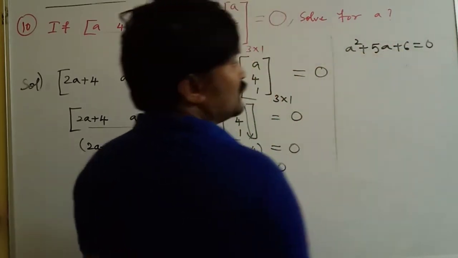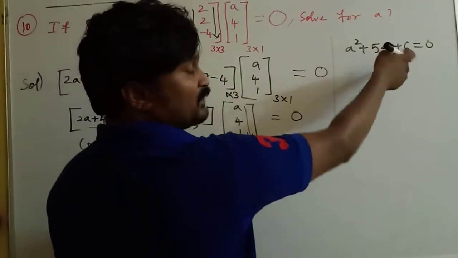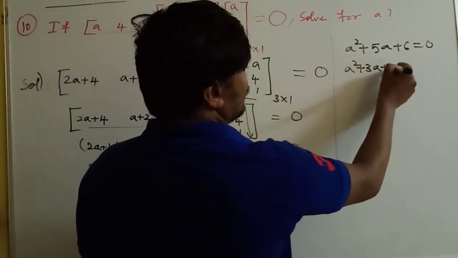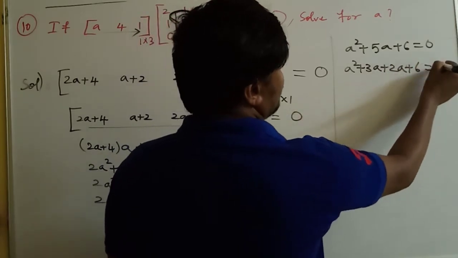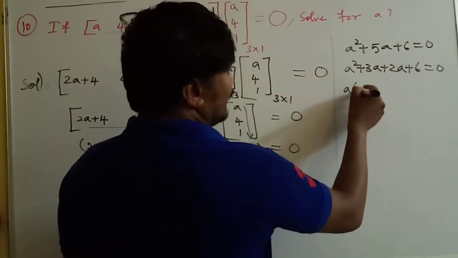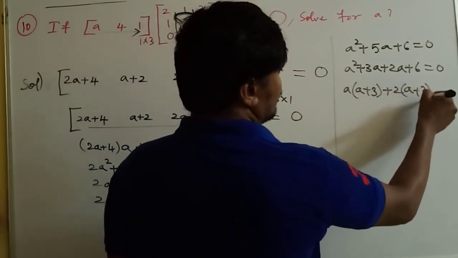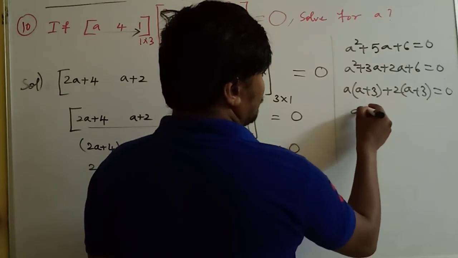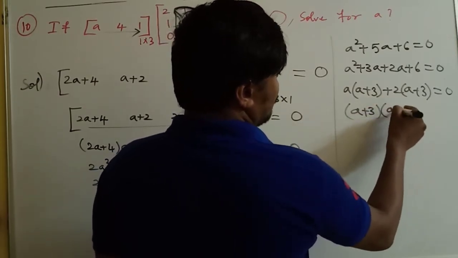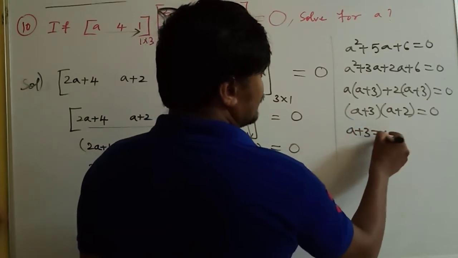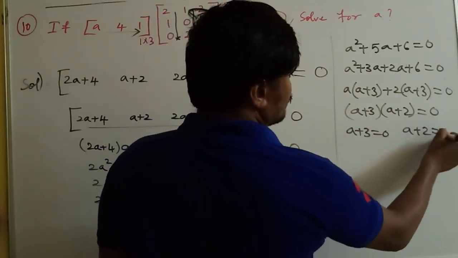Now what I need to do is split the middle term: a² plus 3a plus 2a plus 6 is equal to 0. a common, a plus 3, plus 2 common, a plus 3, that is equal to 0. Then a plus 3 common, then a plus 2 is equal to 0. So a plus 3 is equal to 0, and a plus 2 is equal to 0.